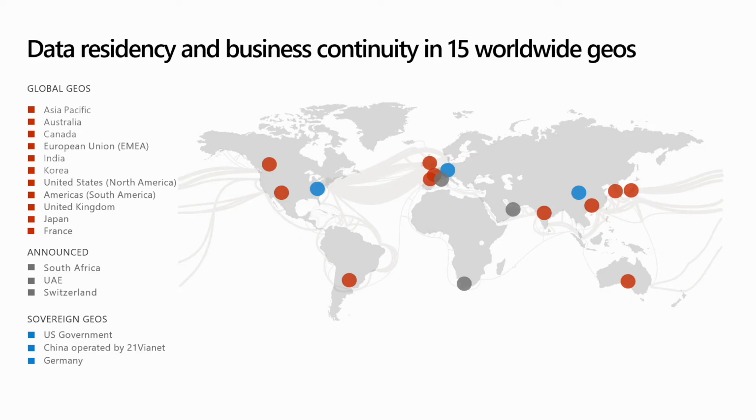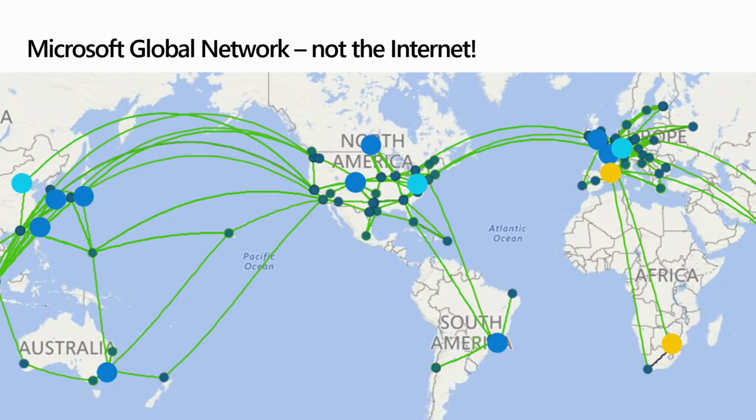Additionally, we have 3 sovereign geos in the US Gov, China, and Germany. These uniquely address the very specific market by adding additional measures or controls for each one of those respective environments. And here's a visual of the Microsoft Global Network. The dots represent peering locations where internet traffic is exchanged in the Microsoft Global Network. The network itself has very high bandwidth, low latency, and failover capable links. The network is so huge that Microsoft's fiber optic can stretch to the moon and back 3 times over.